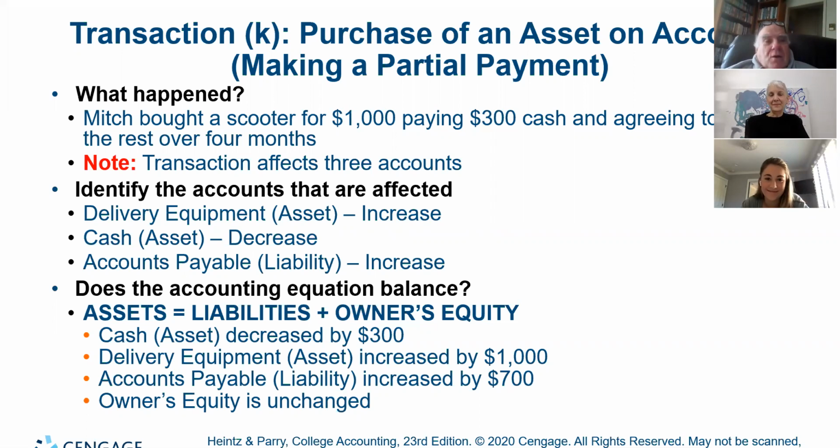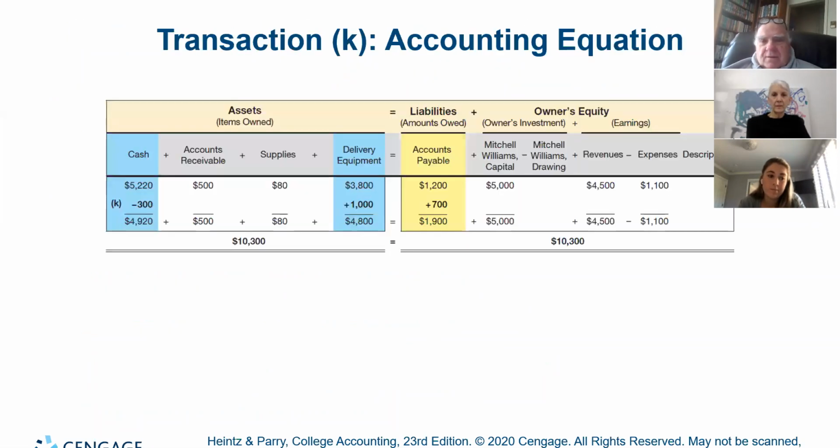Anyway, enough of that. He bought an asset on account and made a partial payment. So the scooter is a $1,000 asset that this business now has. He spent $300 and agrees to pay the balance. That becomes accounts payable. And notice that the owner's equity is unchanged. And the reason it's unchanged is, as you know now, only revenue and expenses affect equity, excluding the drawing. So let's take a deep breath here.